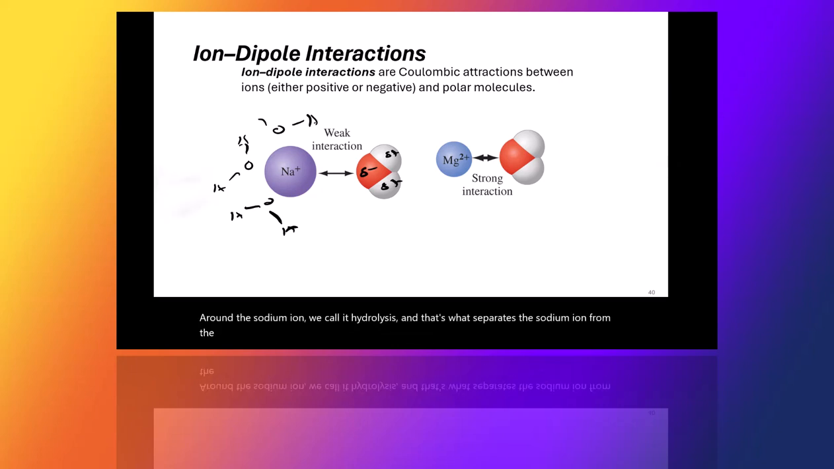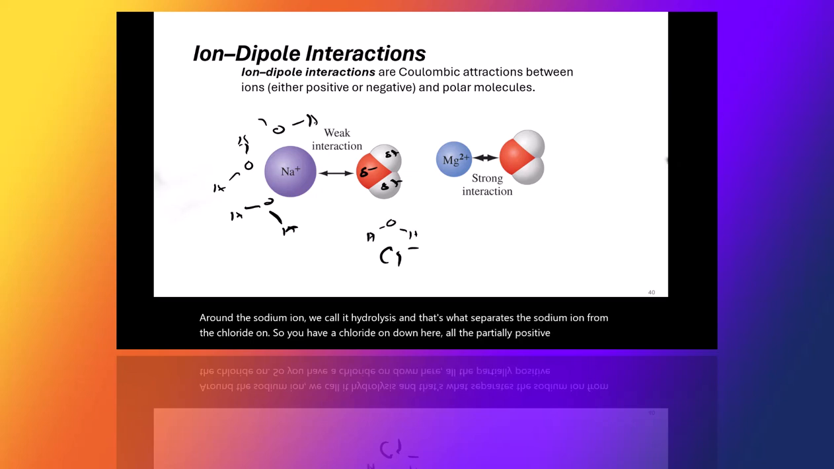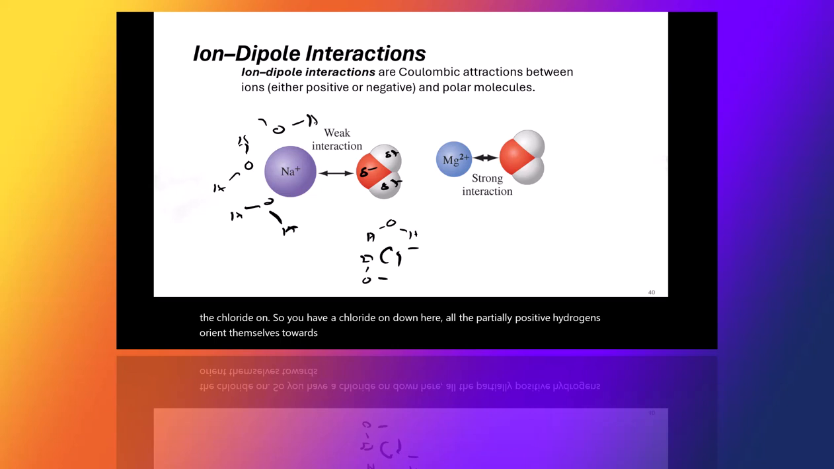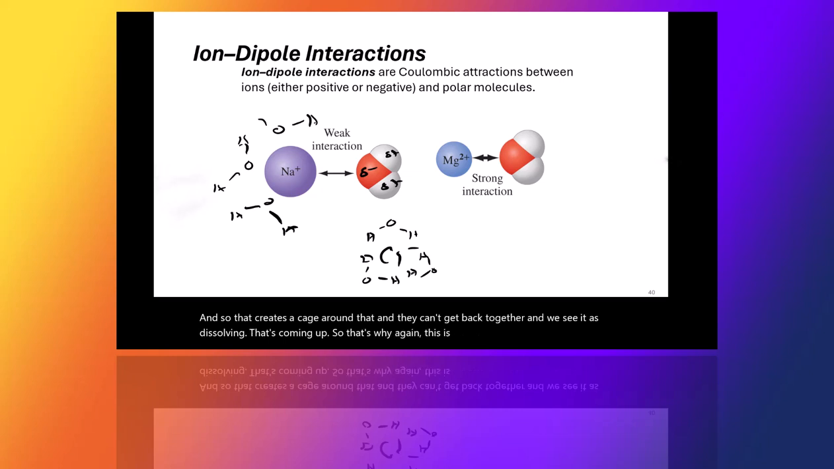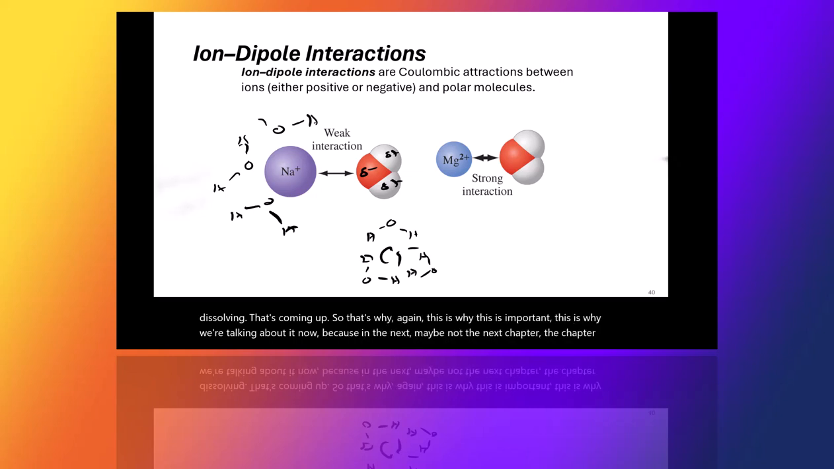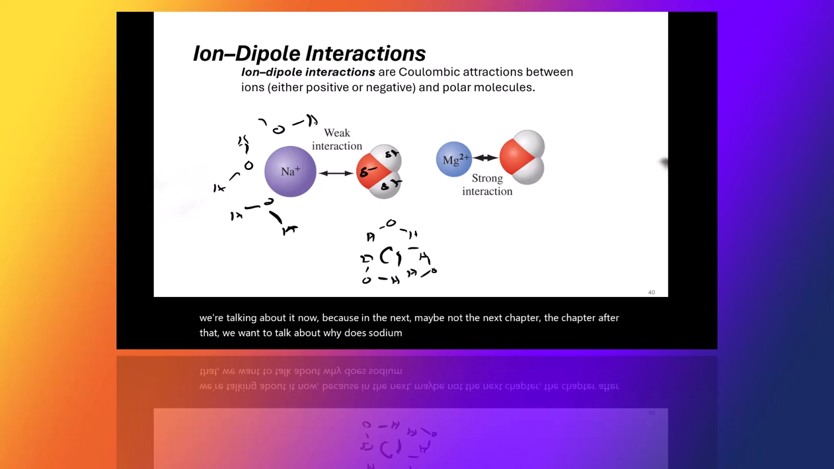So you have a chloride ion down here. All the partially positive hydrogens orient themselves towards the chlorine. And so that creates a cage around that, and they can't get back together, and we see it as dissolving. This is why we're talking about it now, because in the chapter after the next, we're going to talk about why sodium chloride dissolves in water, but calcium carbonate doesn't.